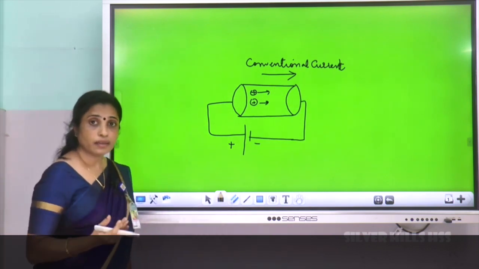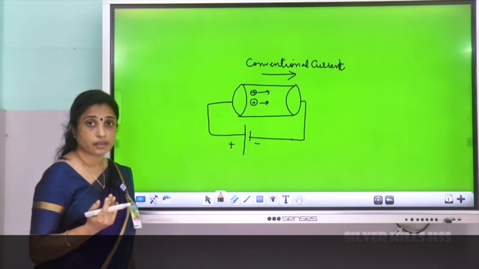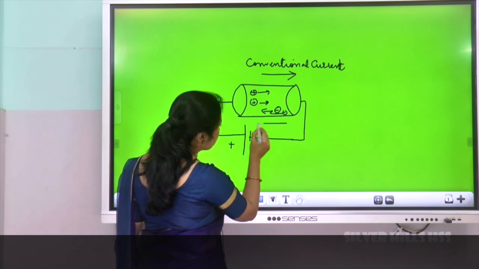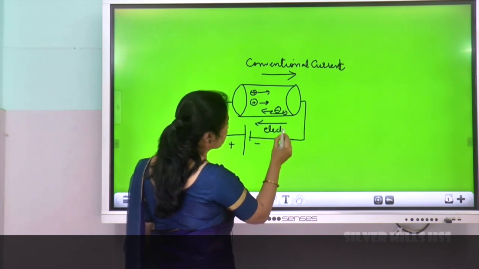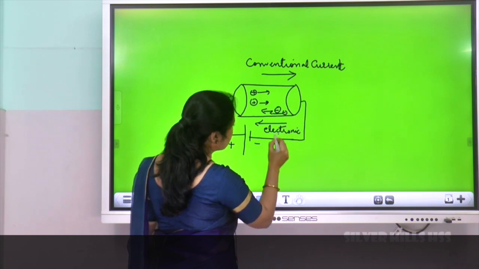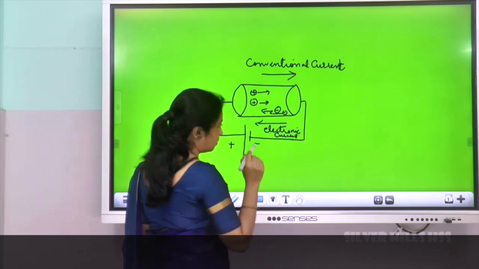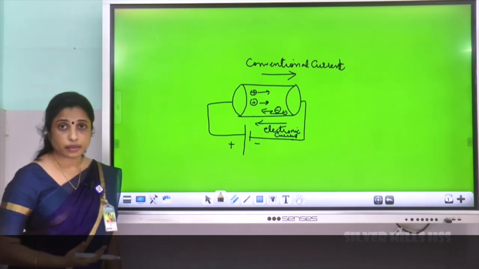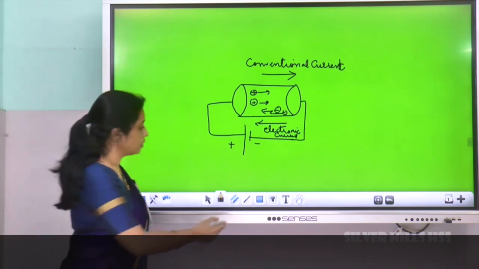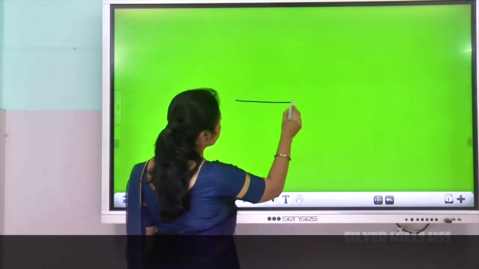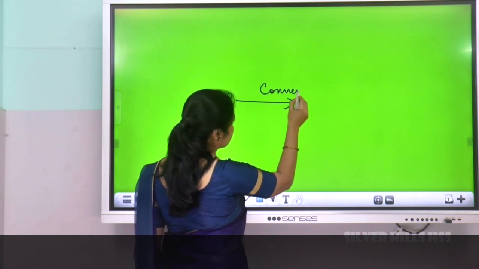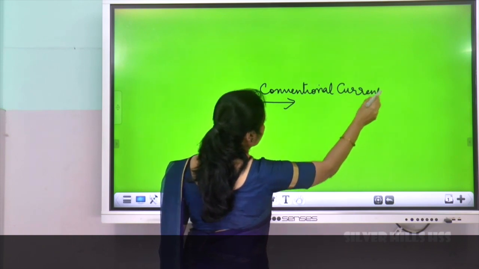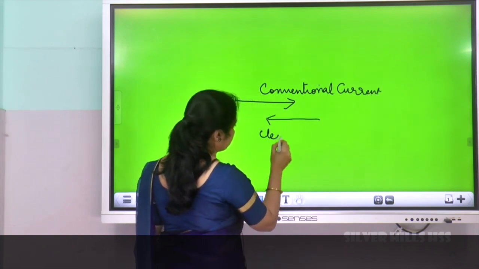Electrons start moving in a direction opposite to the direction of conventional current. That is, electrons will move in this direction and this direction. In this direction we have the electronic current, and this direction we have the electronic current. Now here you can see the direction of conventional current and electronic current are opposite to each other. So you can say that the direction of conventional current is shown like this. Electronic current is in the opposite direction.